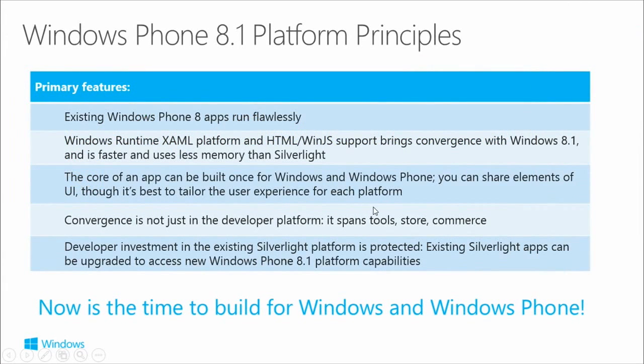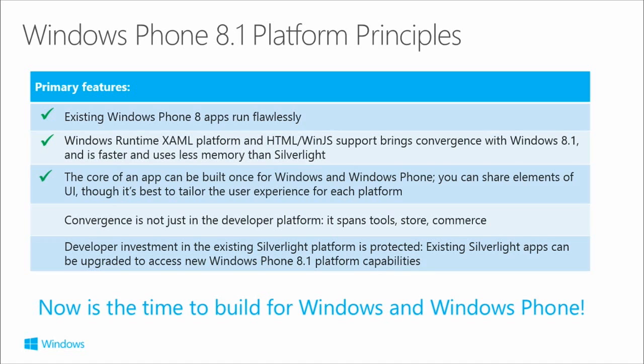So, in summary, the key deliverables for Windows Phone 8.1: first of all, all your existing Windows Phone 8 apps will run flawlessly. Back compat is non-negotiable for us. Everything you've got up to now will keep on running on a Phone 8.1 device. If you move to the Windows Runtime XAML platform and the WinJS platform, that brings convergence with Windows 8.1. And if you want the true convergence, you're going to want to use this one. They actually perform better, they've got more features, and they run faster and use less memory. It is better than the Silverlight platform.